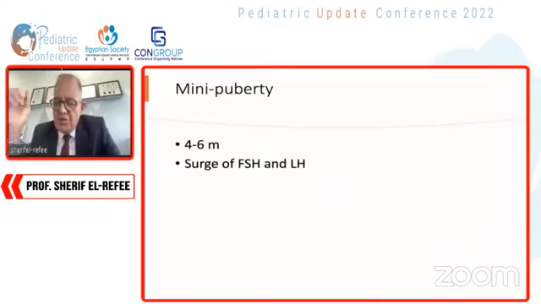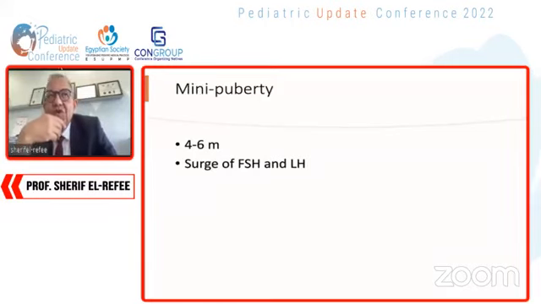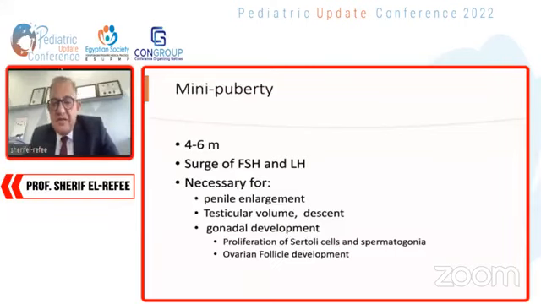Let me remind you about mini puberty. The puberty we all talk about, after age 8 in girls and 9 in boys, is actually the third puberty, because there is a first puberty during fetal life, and the second puberty is in the first 4 to 6 months after birth, where the pituitary surges FSH and LH, and this causes penile enlargement and testicular descent and volume, like I mentioned earlier. It is also important for gonadal development, particularly Sertoli cells and ovarian follicles, and it is very important for future fertility. So children who lack mini-puberty, for one reason or another, will have problems with fertility later in life and will need intervention.